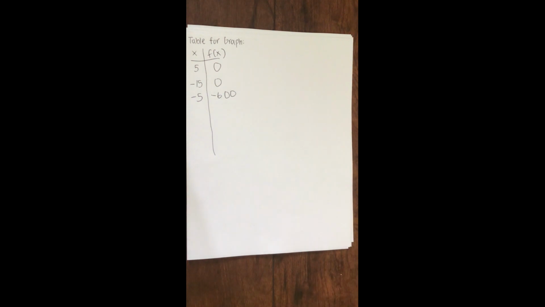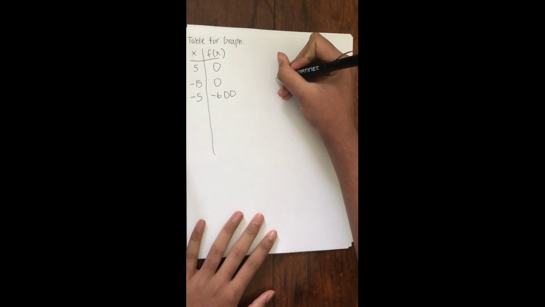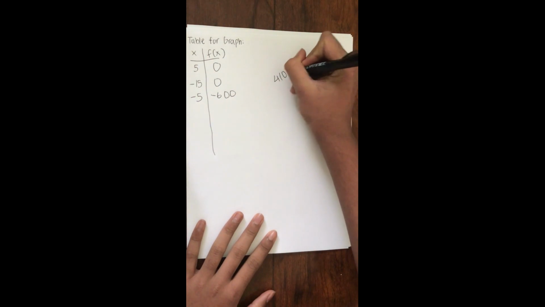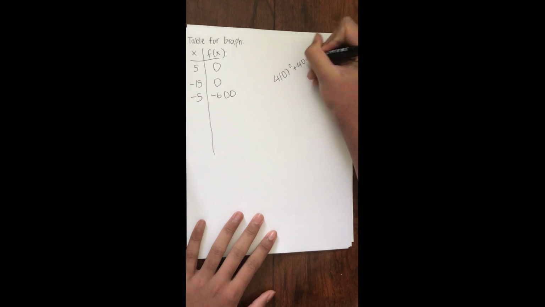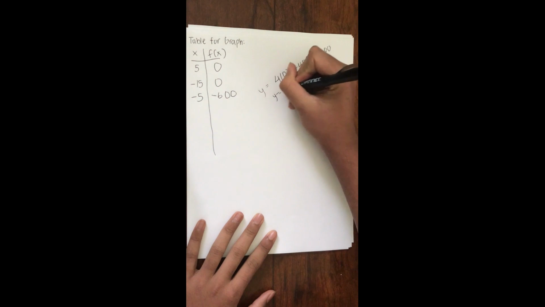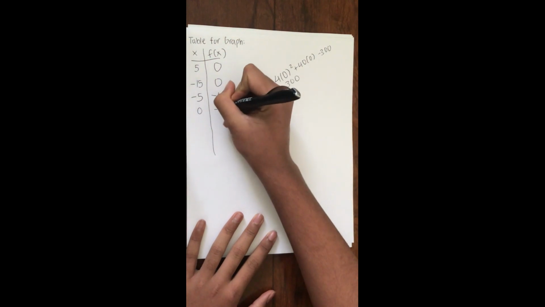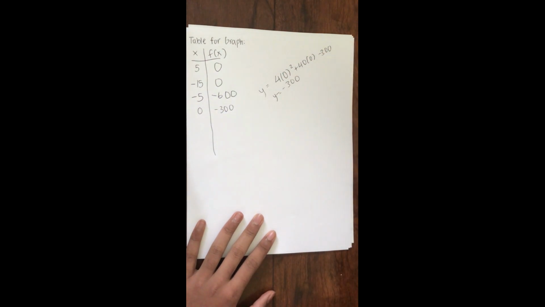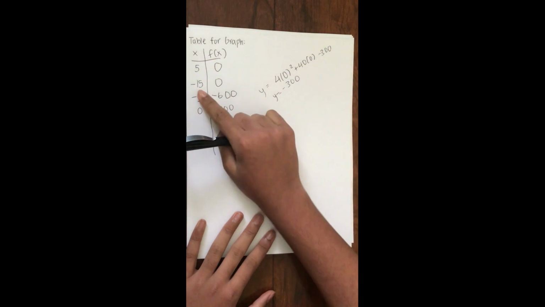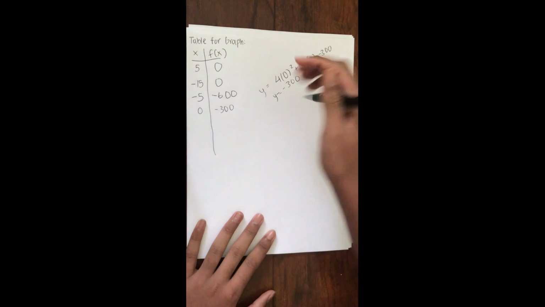So let's see, when x is equal to 0, what is y? 4 times 0 squared plus 40 times 0 minus 300. Well, y is equal to negative 300. So when x is 0, y is negative 300. Let's do the same for 1, 2, and maybe 15, since we have negative 15 here.